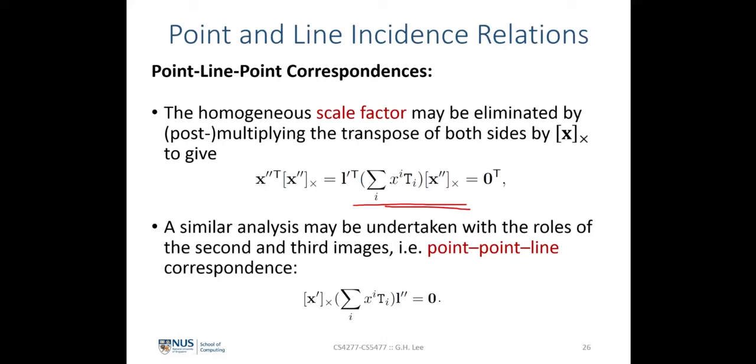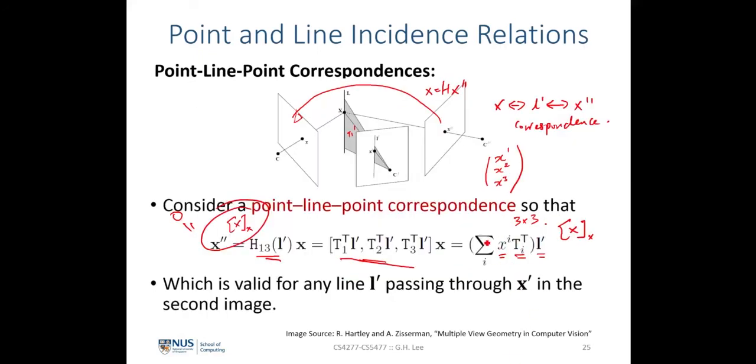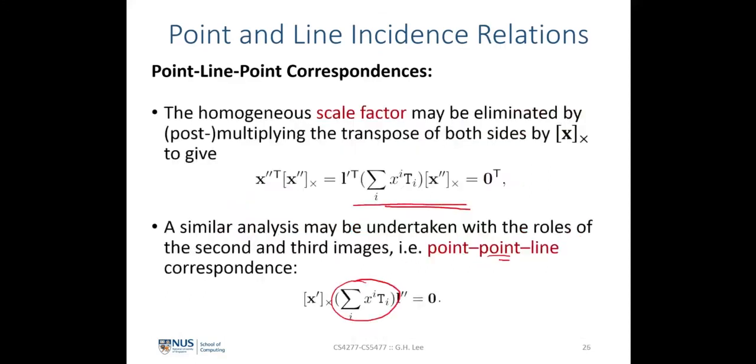A similar analysis can also be done, instead of using a point-line-point, using a point-point-line relation. We can see that the relation is almost the same, except that now the second view contains a point, which we denote by x prime. And the third view, instead of having a point, becomes a line, which we denote as L prime prime. But the second view is still a point. So this particular summation that arose from the homography multiplied by x still remains.